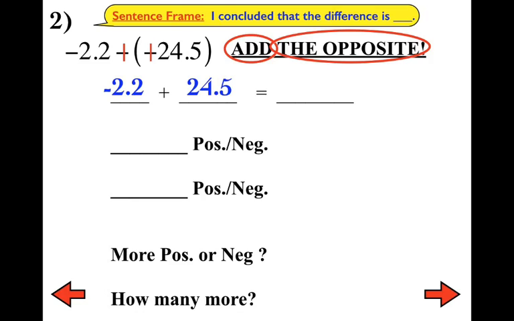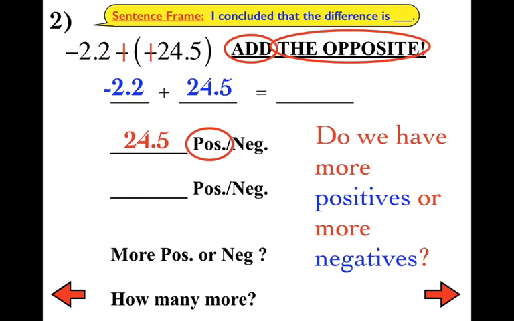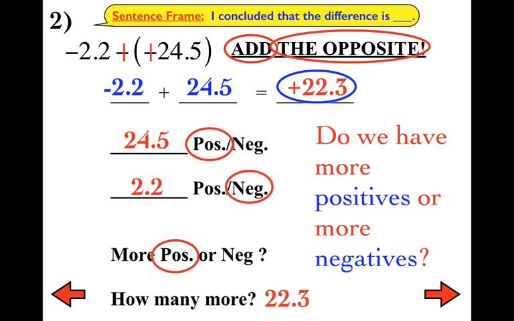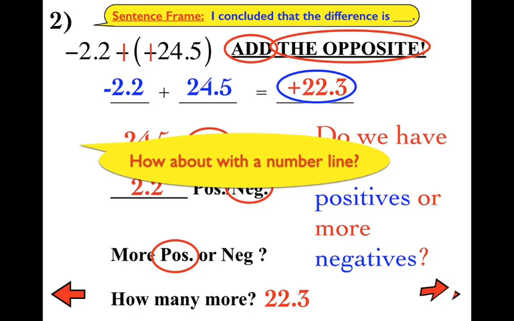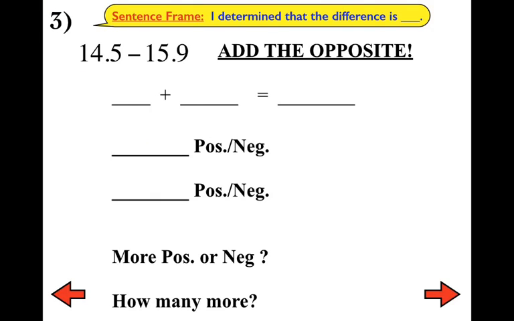So let's write down the one that we have more of first. 24.5 positives and only 2.2 negatives. We have more positives, therefore the sum is going to be a positive answer, and we have 22.3 more positives. So the sum is, or in this case the original problem was a difference, so the difference is positive 22.3. Pause this flipped lesson and try number 3.